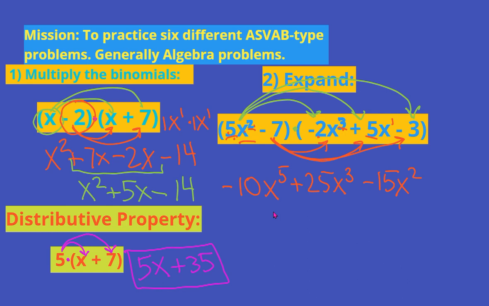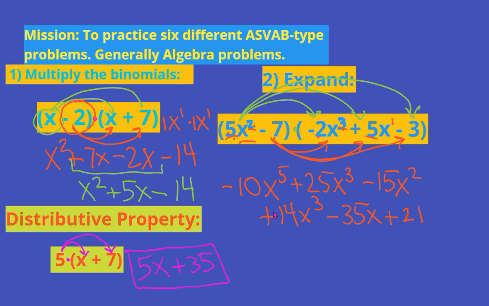Now, over here, a negative times a negative is a positive. 7 times 2 is 14x cubed. Negative 7 times negative 2x cubed. Don't forget to bring the x cubed. Negative 7 times positive 5 is negative 35x. And finally, negative 7 times negative 3. A negative times a negative is a positive. 7 times 3 is 21.